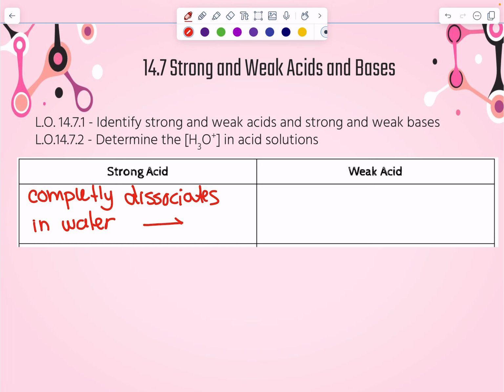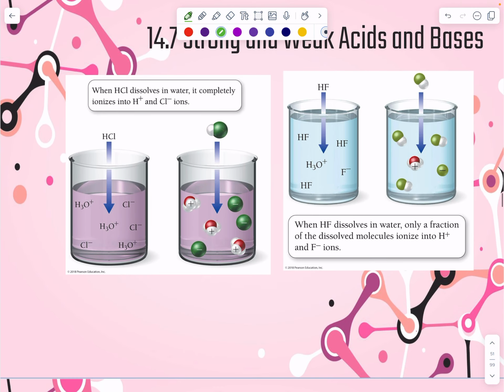And so we're going to use that full arrow. So then what is a weak acid? It doesn't completely dissociate, it partially dissociates. And we're going to use that half arrow forward and half arrow back. So look at these two pictures for the differences between them.